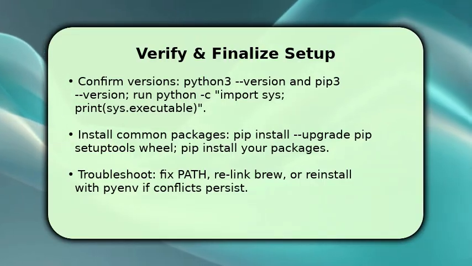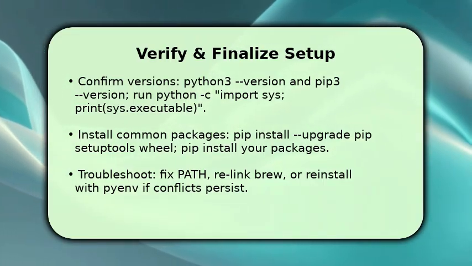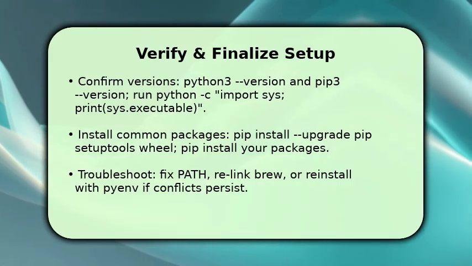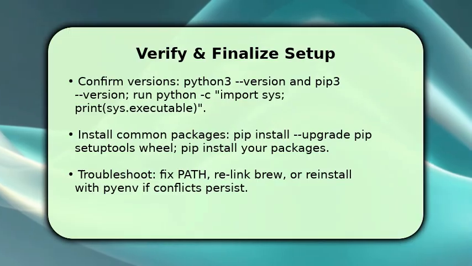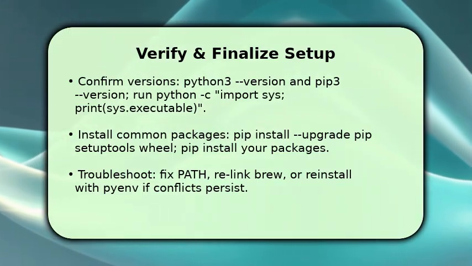If you want the new Python as the default, adjust shell startup files or use pyenv to set a global version. If something fails, check PATH ordering first. If conflicts continue, unlink and relink Homebrew.